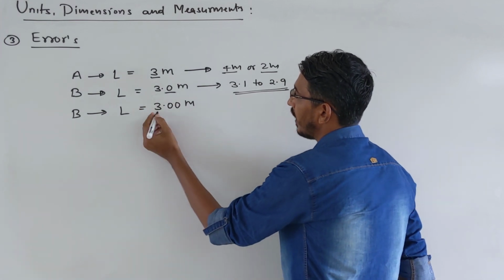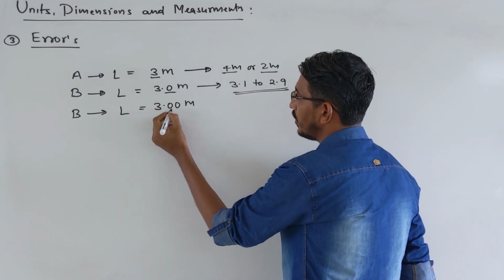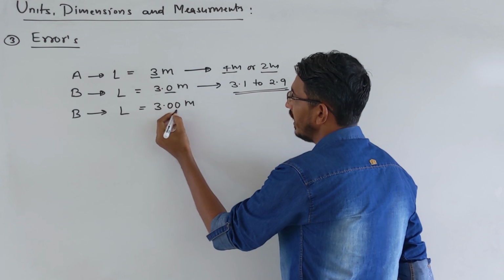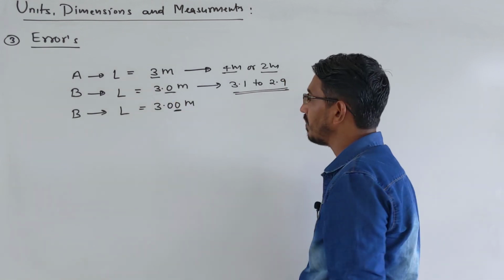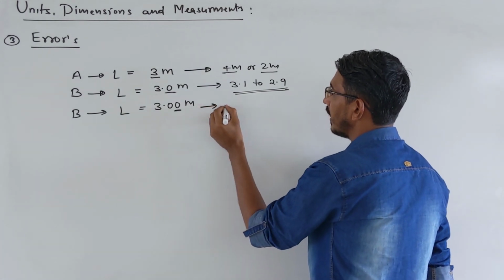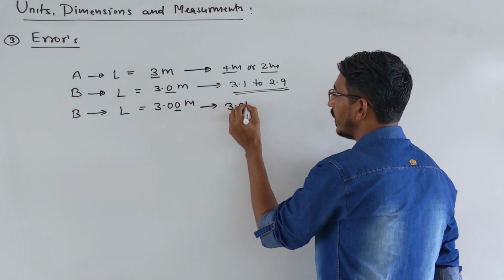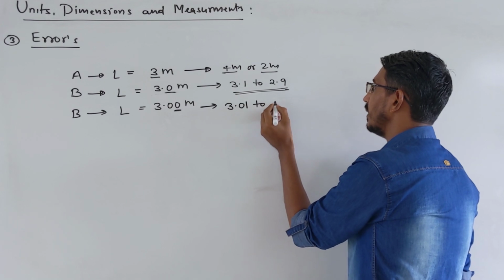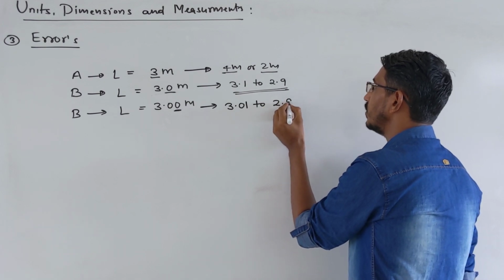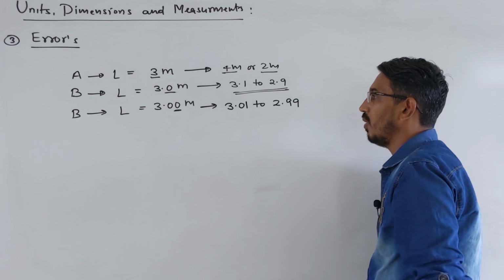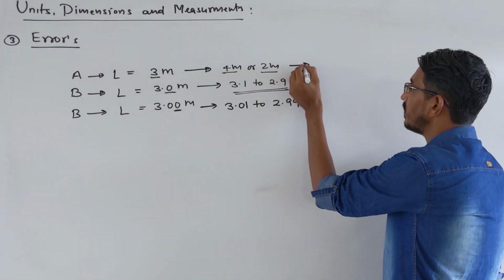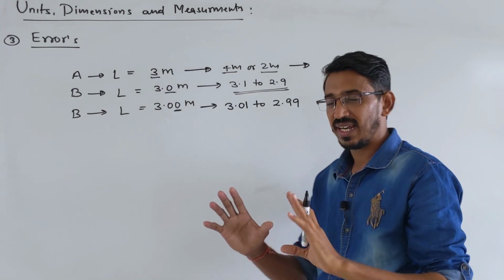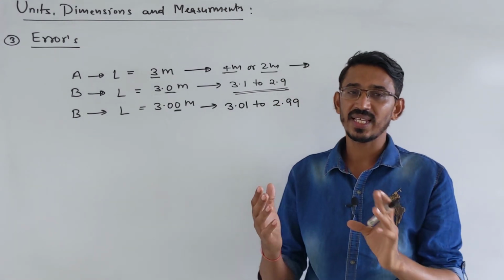Okay, let's go to this student. He wrote the answer as 3.00, right? It means he can make an error only in the last digit. He can write an answer like 3.01, or he can write 2.99. So what's the meaning of all these things? The first student is measuring with the instrument which is least precise.